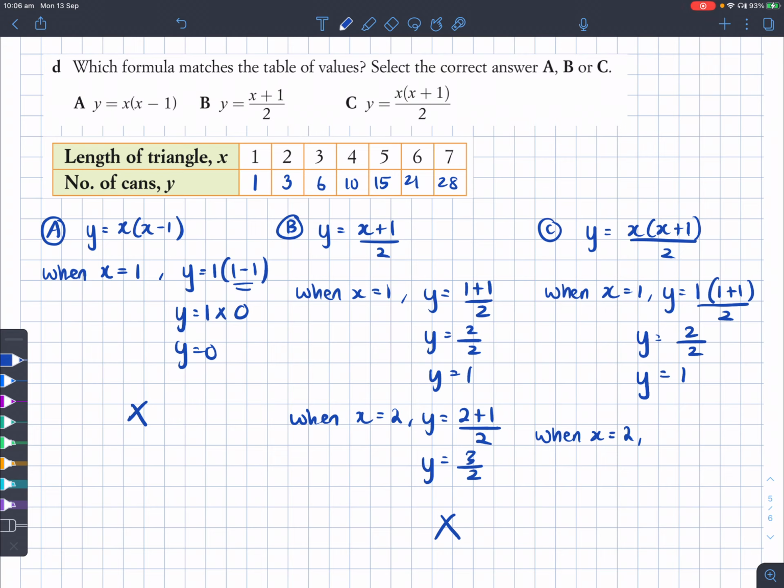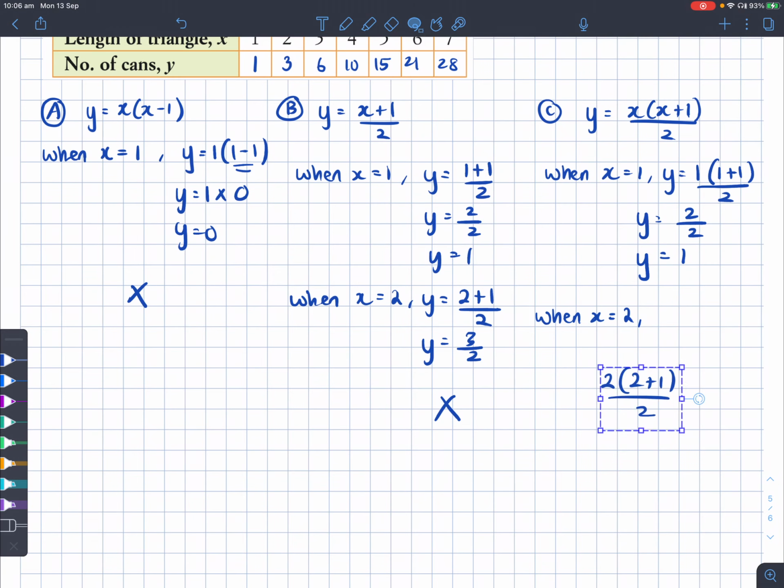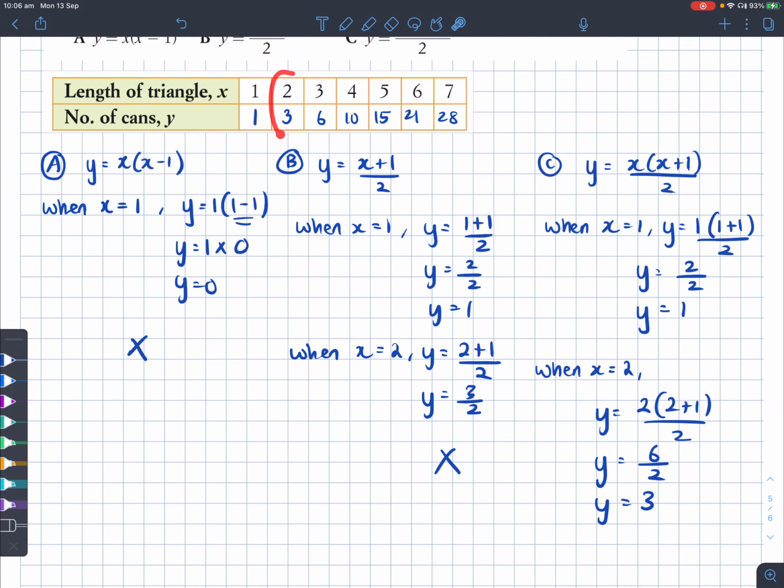If I substitute in 2 as our x value into both of these spots, that's our y value. Let me just write that more clearly. So y would equal this. And now you've got 2 times this number. This is basically 3. So 2 times 3 is 6. 6 over 2 is in fact 3. And that matches this one here.